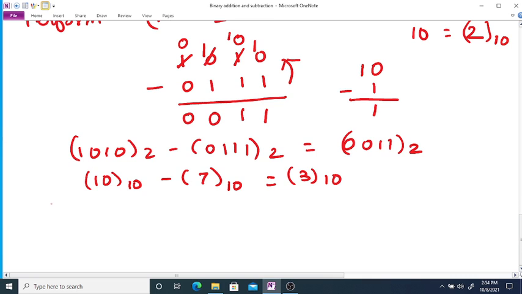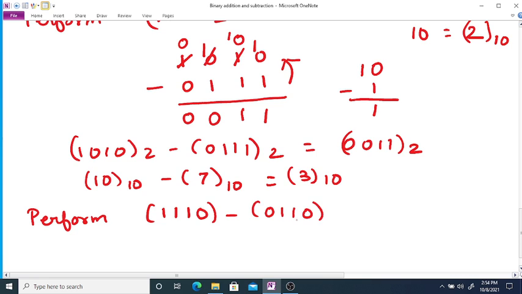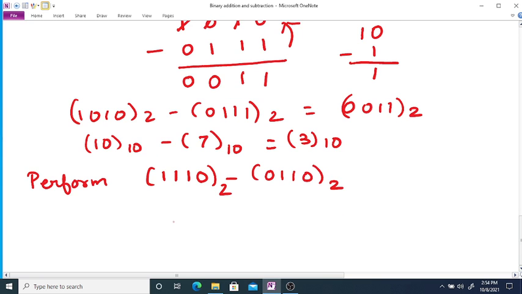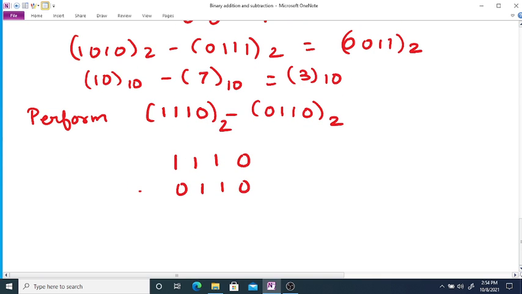We will see one more example for subtraction. Perform 1110 minus 0110. So if we perform this subtraction, we will get, after subtraction, 0 minus 0 will be 0, 1 minus 1 will be 0, again 1 minus 1 will be 0 and 1 minus 0 will be 1.